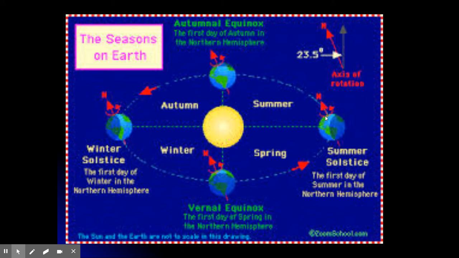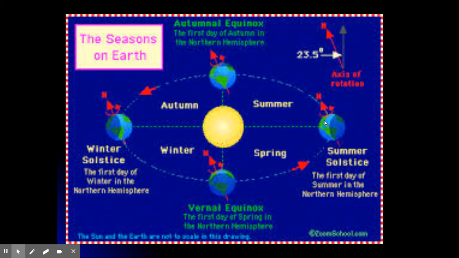So we have the North Pole pointed towards the sun. The South Pole is pointed away from the sun. So this is the first day of summer in the north and the first day of winter in the south. Now, the Earth then, throughout its orbit, starts moving in this direction here.